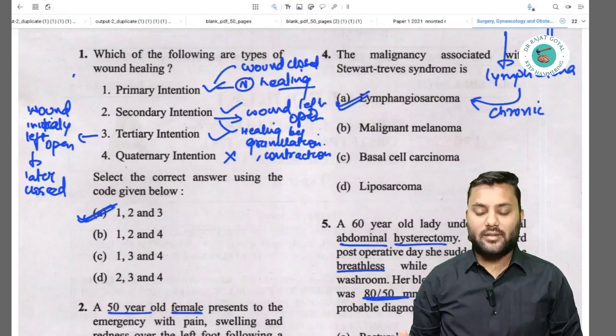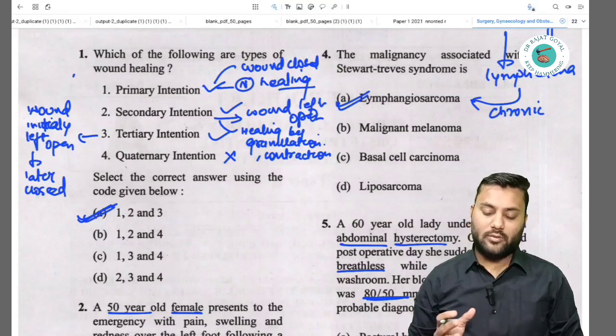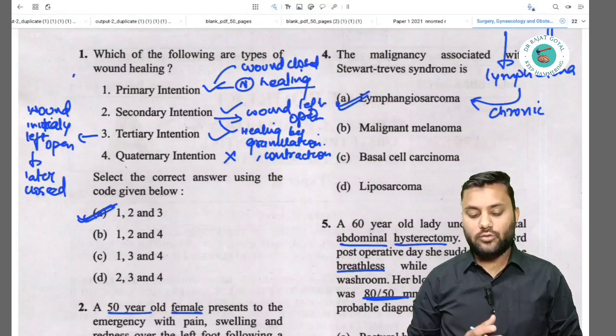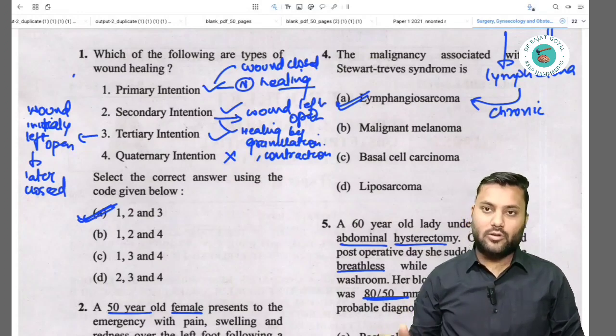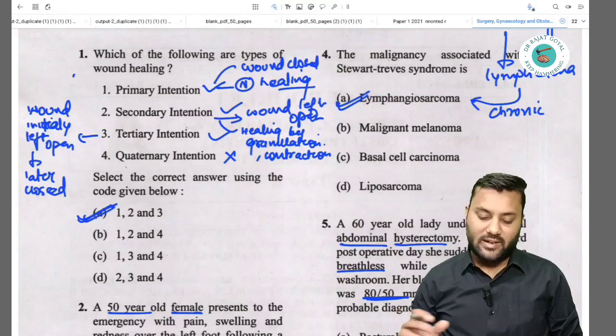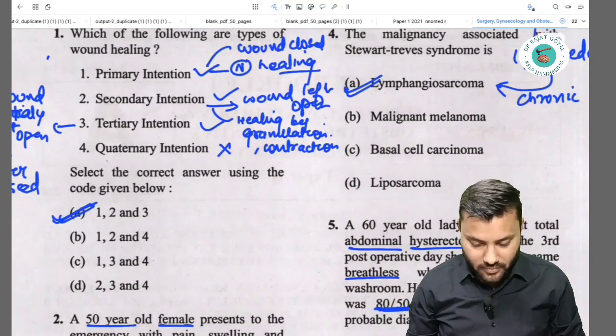Friends, today we will discuss paper 2 of UPSC CMS 2021, and I have already covered paper 1 of 2021 in my previous video, so you can also watch those videos. And I will also cover all the papers from 2018 to 2023. So let's start with the first question today.